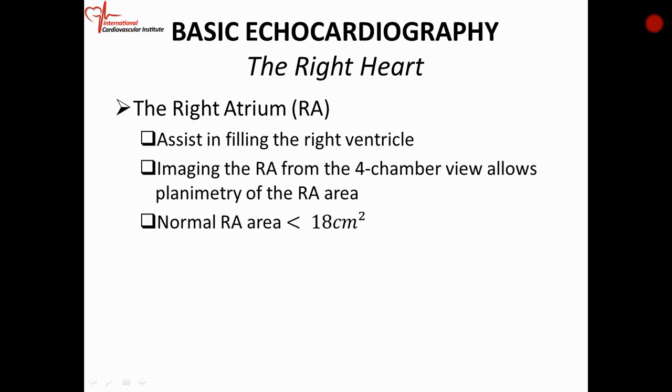When you're doing a routine study, you should try and do planimetry of the right atrium because you can pick up right atrial enlargement. And we talk about an area less than 18 centimeters squared. So anything greater than 18 centimeters squared, the right atrium is enlarged. Okay.